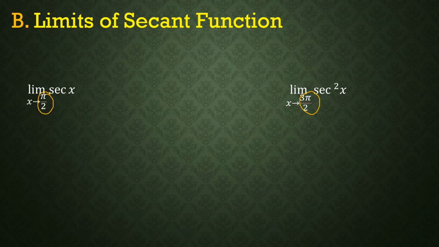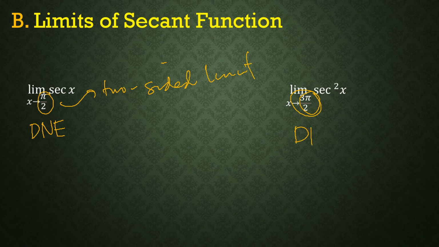And take note that this one is a two-sided limit. We don't see any negative or positive symbols signifying left or right. So it means this will automatically be DNE, or it will not exist. The reason will be explained as we go through, but one of the reasons is that the left or right limit of these two does not exist. So since the left or right limit does not exist, then the two-sided limit will not exist too.